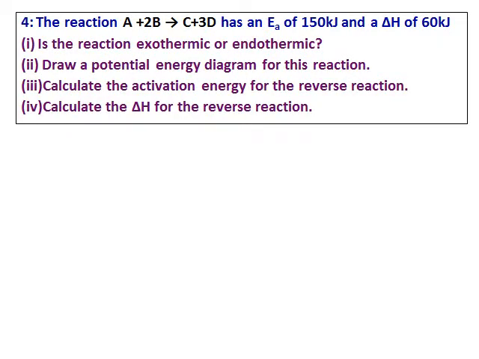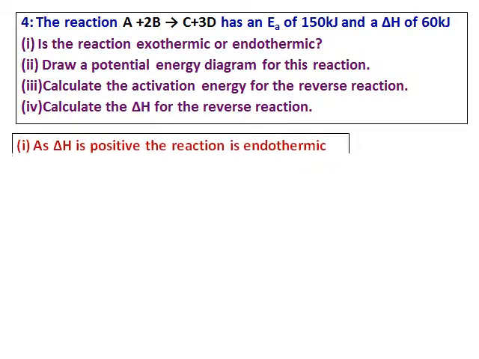The reaction A plus 2B giving you C plus 3D has an activation energy of 150 kilojoules and the value of delta H is 60 kilojoules. So now they are asking whether the reaction is exothermic or endothermic. You have to draw a potential energy diagram for this reaction, and the third one is a little different. Calculate the activation energy for the reverse reaction. Calculate the delta H for the reverse reaction.